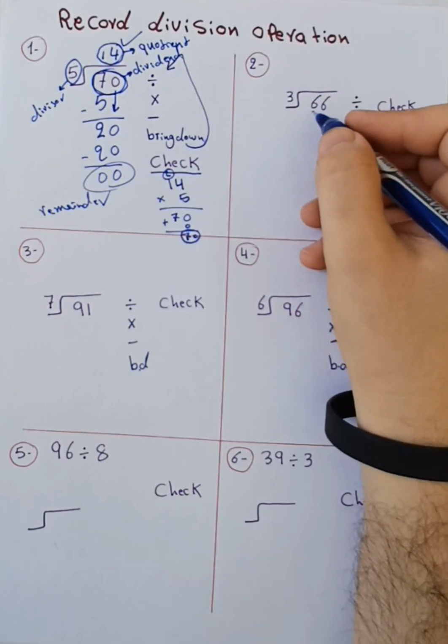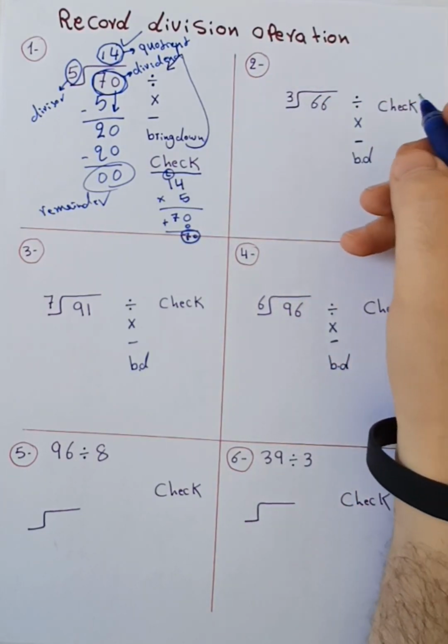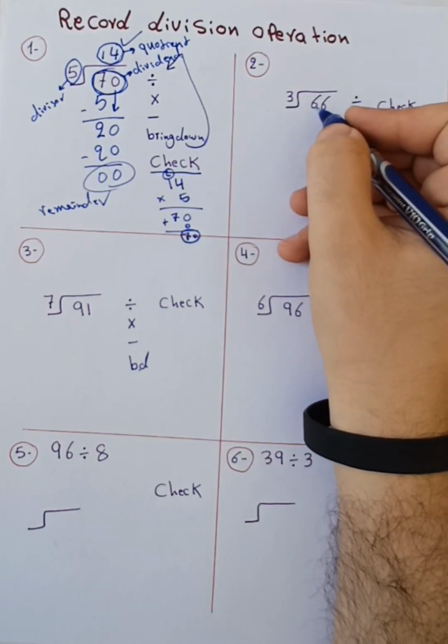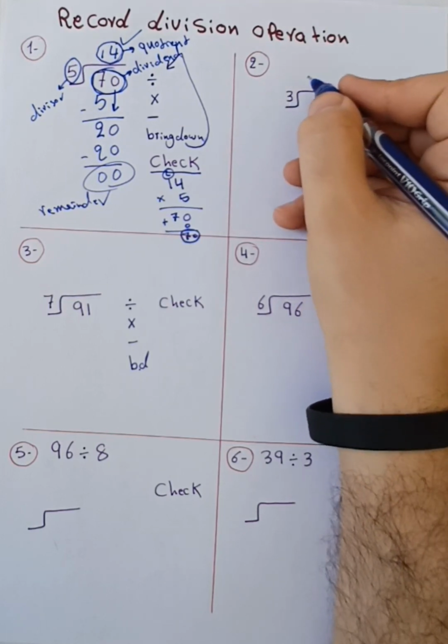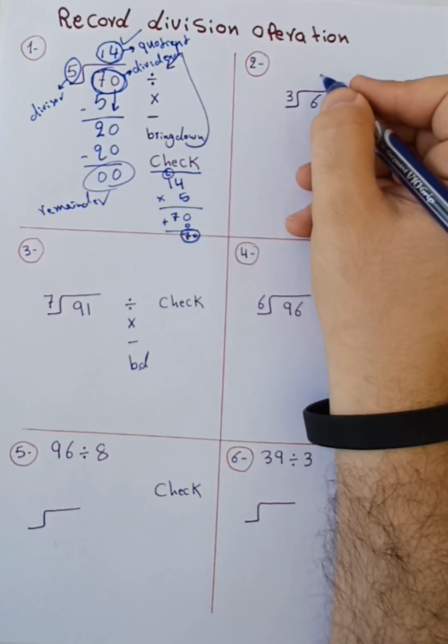Example number 2, you have 66 divided by 3. The first step is divide. You have to start from this 6. 6 divided by 3 is 2.